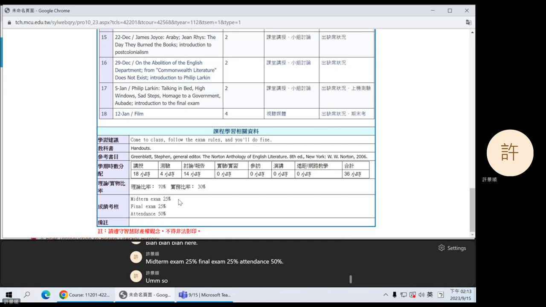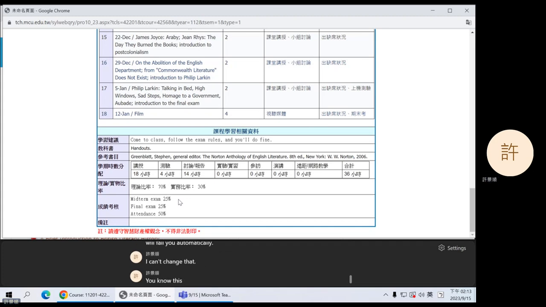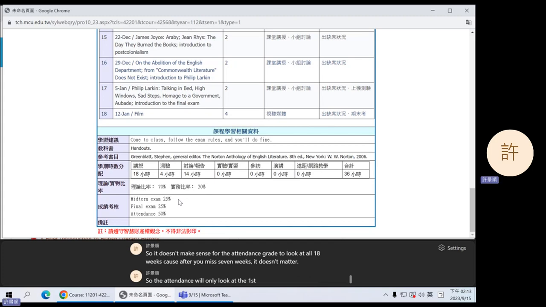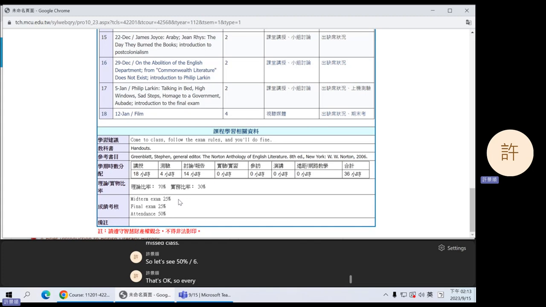So, you know that if you miss 7 weeks of class, the system will fail you automatically. I can't change that. You know this, right? So it doesn't make sense for the attendance grade to look at all 18 weeks, because after you miss 7 weeks, it doesn't matter. So the attendance will only look at the first 6 weeks that you miss class. So let's see. 50% divided by 6. That's okay. So every time you miss 1 week of class for no reason, I will take away 9 points from your total score.